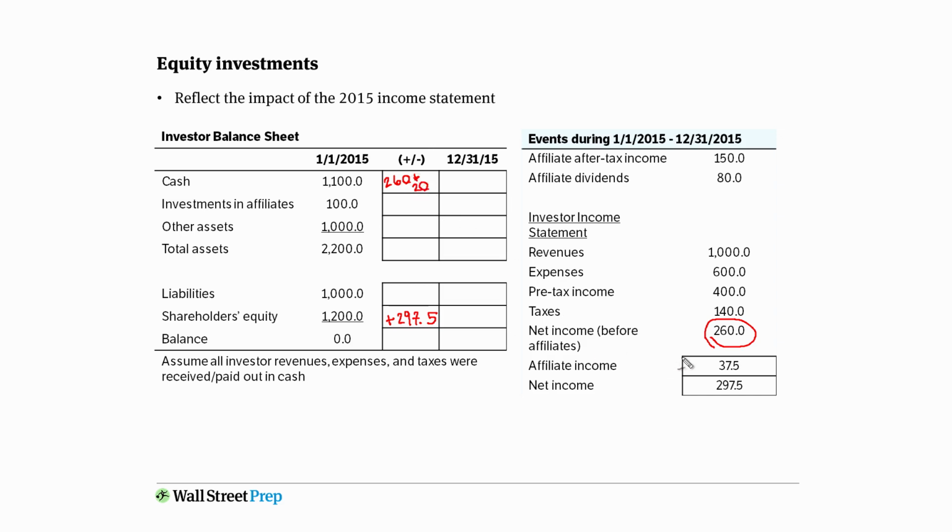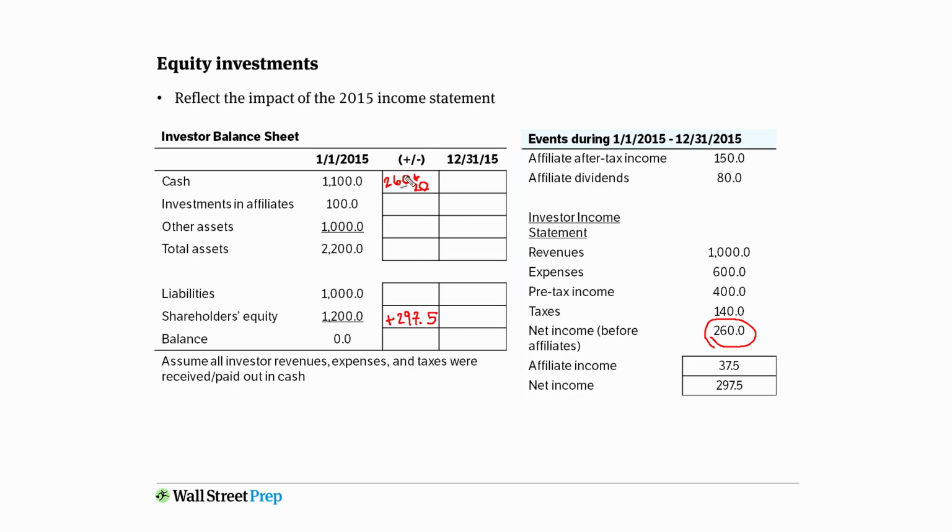So this is the main point here. Because of accrual accounting, we've reflected 37.5 million in affiliate income. That's not how much cash we got. We only got 20 million from the affiliate. The total of 280 is the net impact to cash from this year's operations. But we're still not in balance.